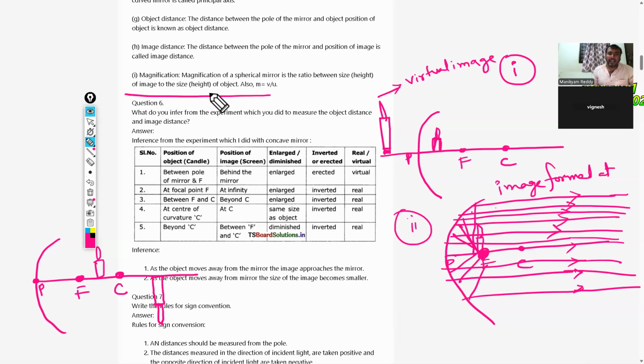Next, object kept on center of curvature. This is the pole, focal point, center of curvature. Object kept on center of curvature, image formed on center of curvature. Same size, same object. Object kept beyond C, image formed between F and C.